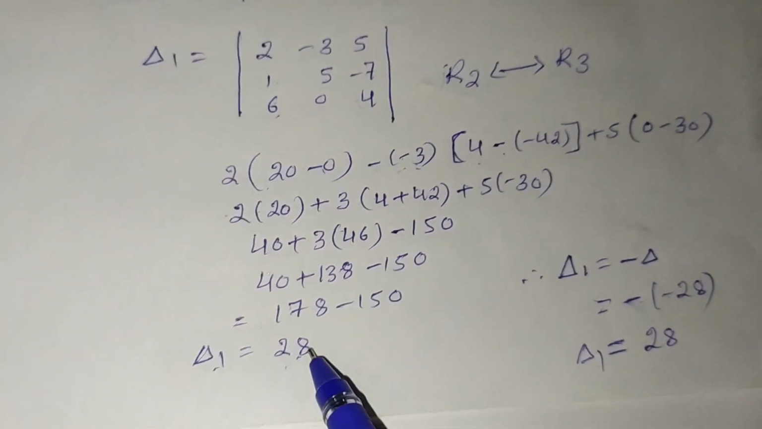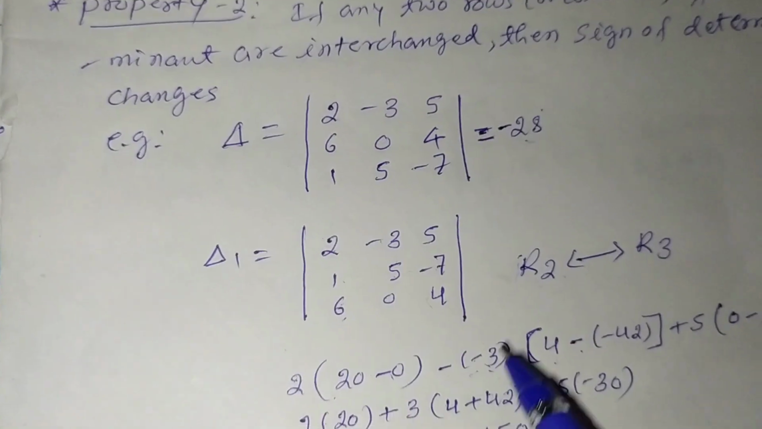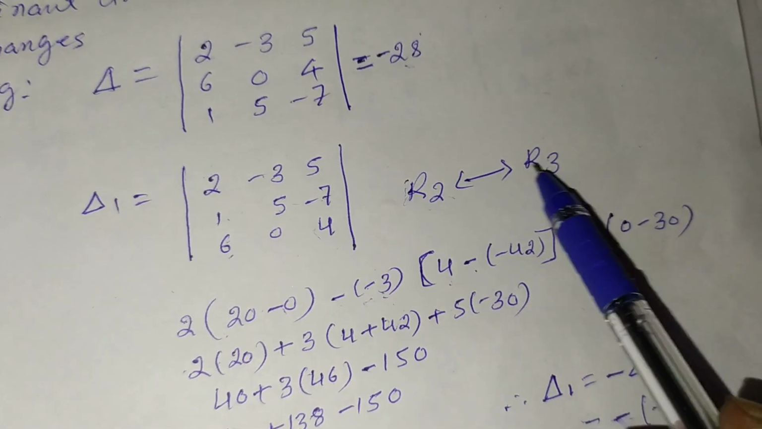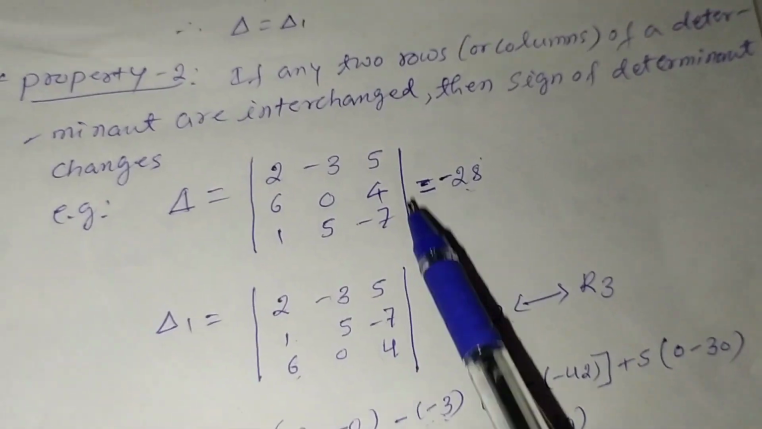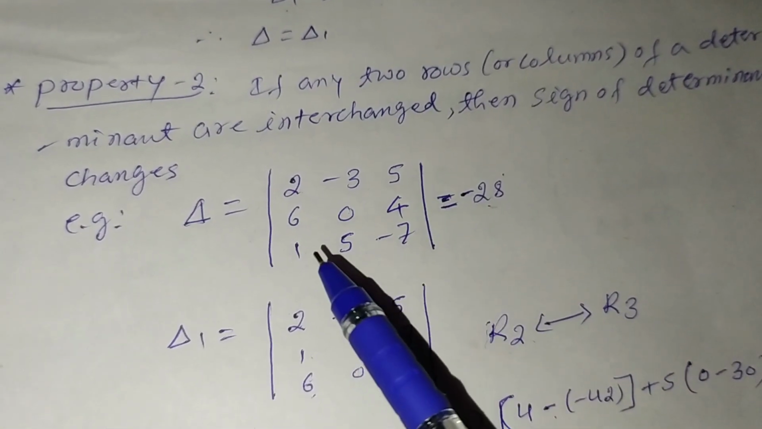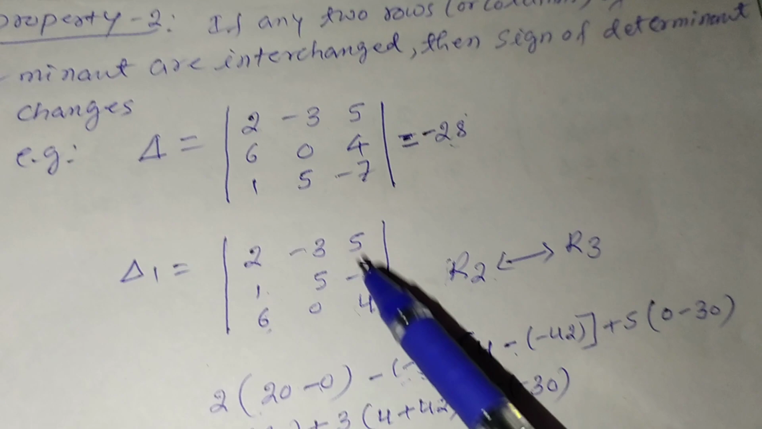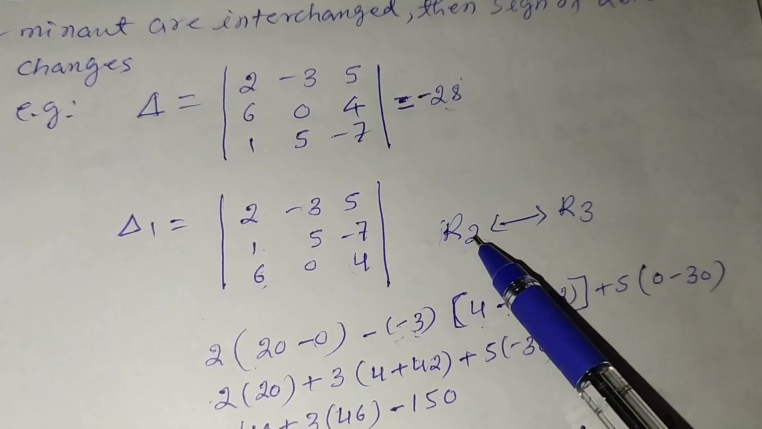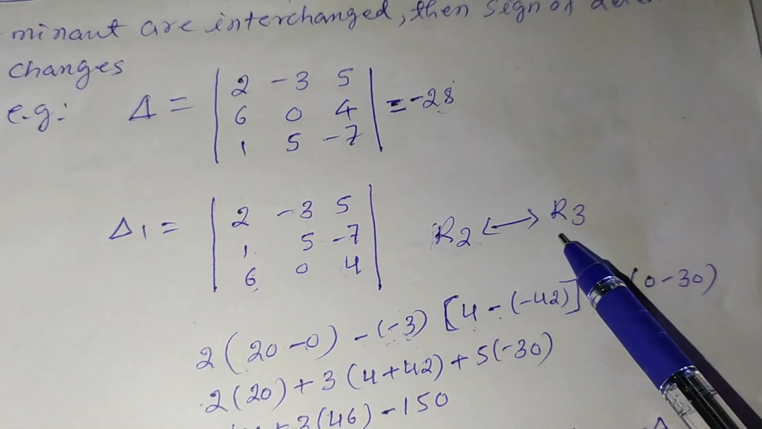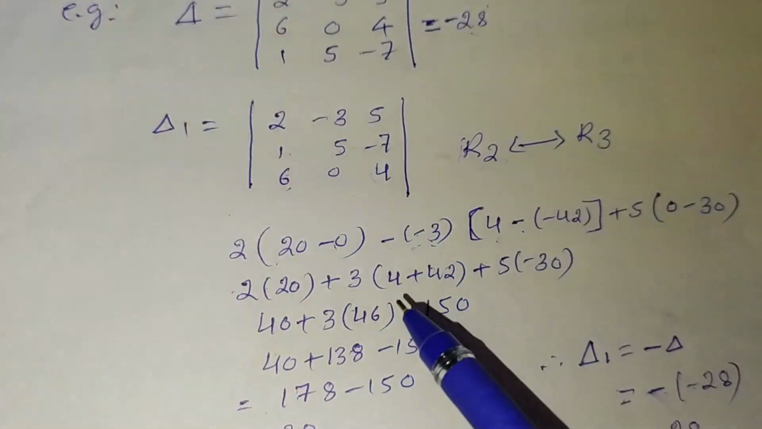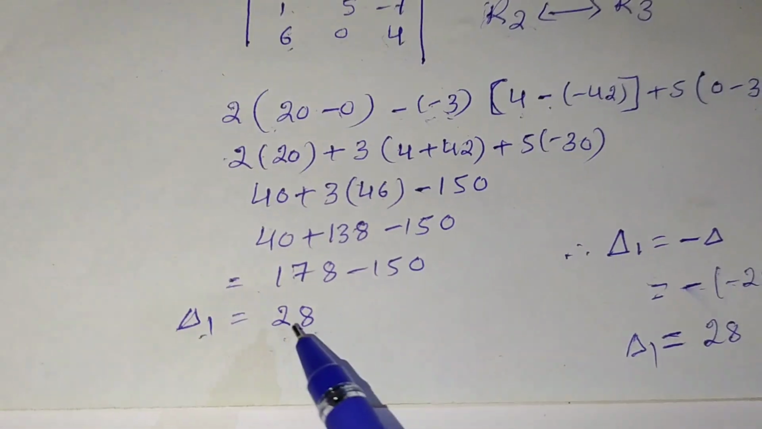But the important thing is, after simplifying this delta 1, after interchanging any two rows or columns, please remember that in the first property you interchange all the rows or all the columns, but here you are going to interchange only any two rows or any two columns. That is the important thing. So after simplifying this determinant delta 1, you get here plus 28.